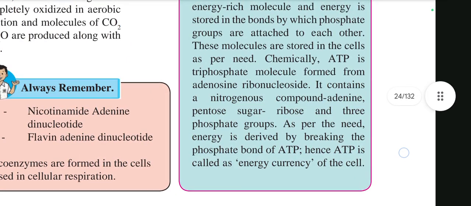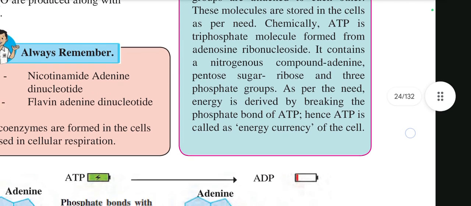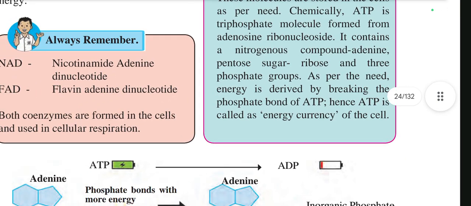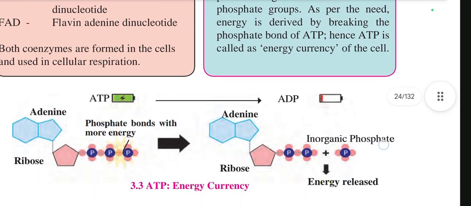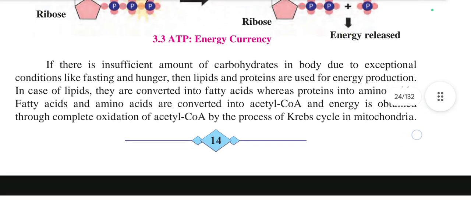ATP is a triphosphate molecule formed from the adenosine ribonucleotide. It contains the nitrogenous compound adenine and the pentose sugar ribose. This reaction is here, you may see that the phosphate bond in ATP is broken and ATP is converted into ADP. Okay, you may see that.